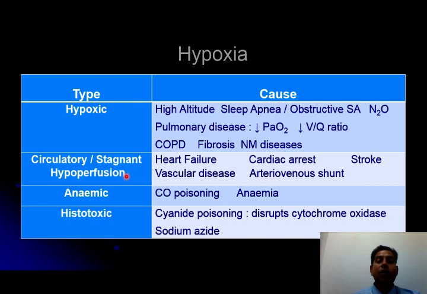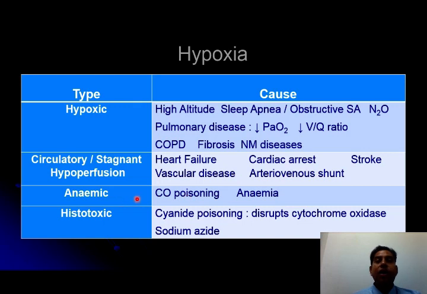Stagnant type or circulatory type of failure you have already seen in case of heart failure, where you can have hypoxia because of stagnation of the blood, because of the inability of the heart to pump. It can occur in cardiac arrest, where the mechanism is similar. In case of stroke, where your vasomotor central regulation is hampered. In case of vascular disease, because of an obstruction, you can have a stagnation, or because of AV shunts.